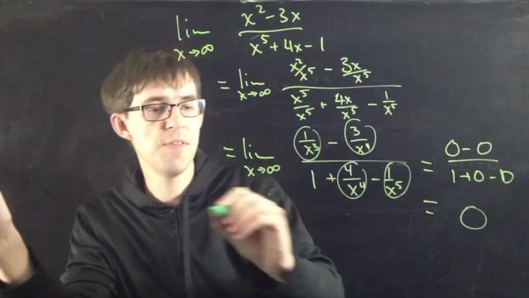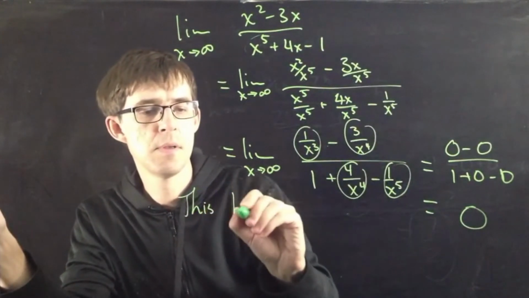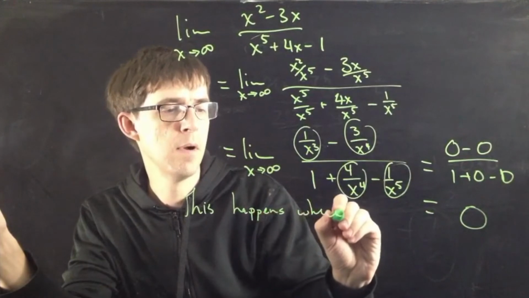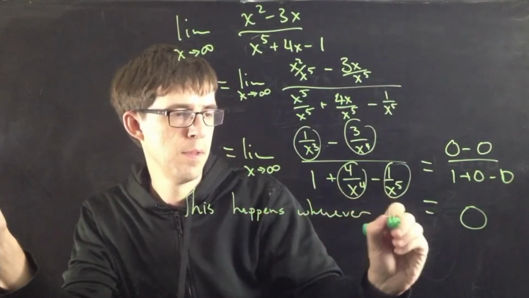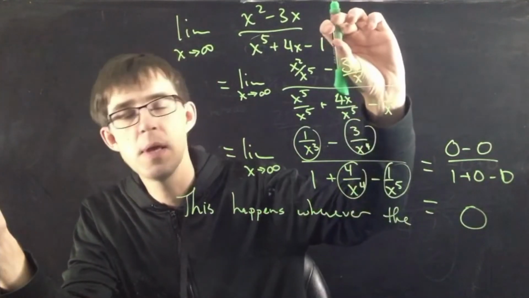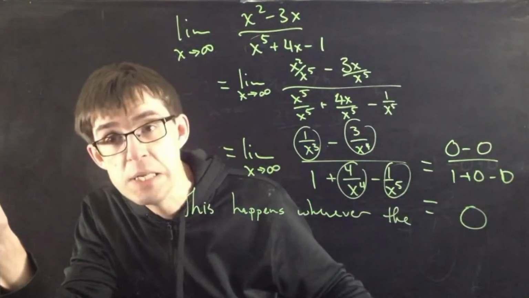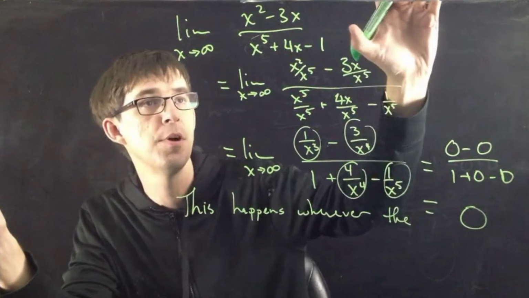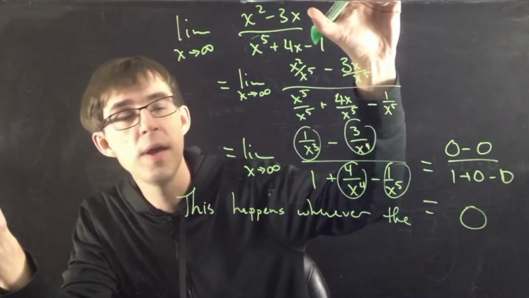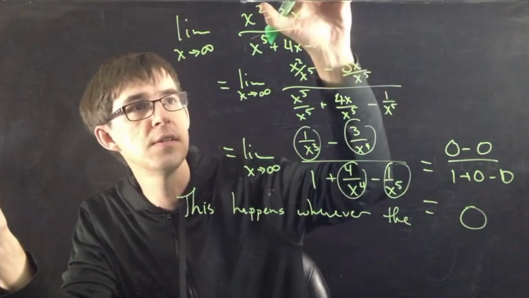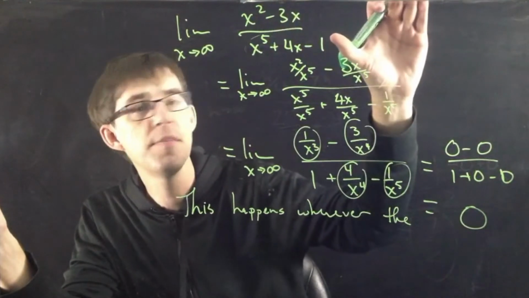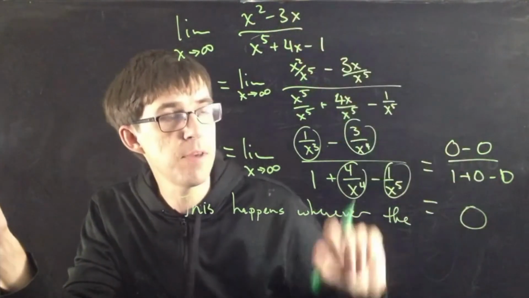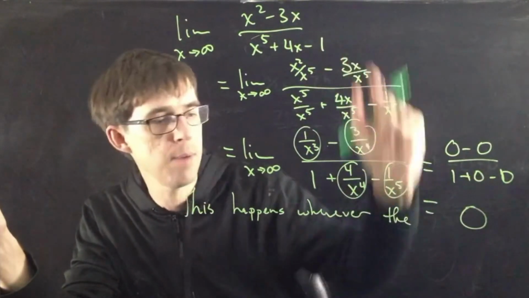So can I just say this happens whenever these are polynomials. I hope you remember the word degree of a polynomial. The degree is the highest power that you see anywhere in the polynomial. So on the top, we have a polynomial of degree 2, because this is 2. And on the bottom, we have a polynomial of degree 5. And this exact same thing will happen whenever the degree on the bottom is greater.